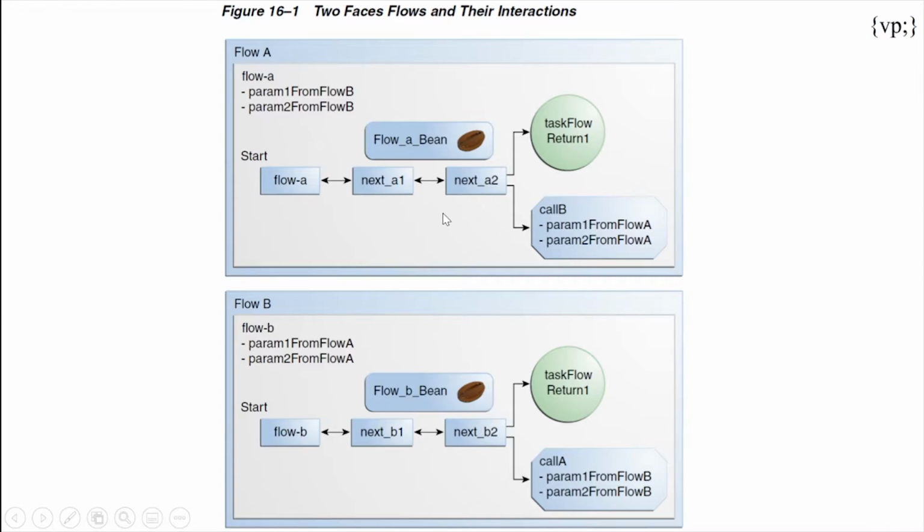In flow A, we have the start node called flow A, and its corresponding pages the user can navigate to, either next A1 or next A2. On the last page, the user can either choose to exit from the flow, or you can pass 2 parameters to flow B over here. And flow B does the exact same thing as flow A. You navigate to next B1, next B2, and then you can choose to get out of the flow, or you can go back to flow A. You can see there are also a few managed beans over here, flow A bean and flow B bean.